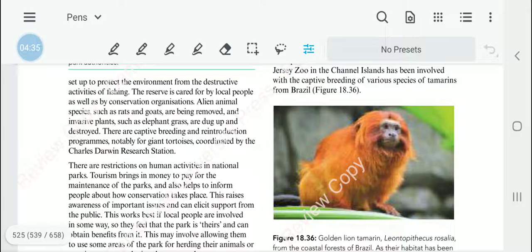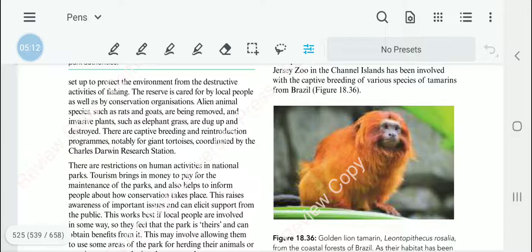Then there are reserves that should be made free of alien species. So they have to be removed, and invasive plants such as elephant grass are destroyed by the involvement of different organizations, to make sure that the natural habitat of the animals who are the original inhabitants of those areas is protected.